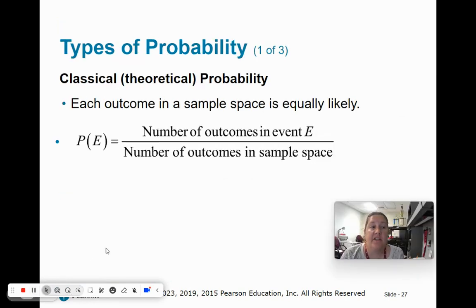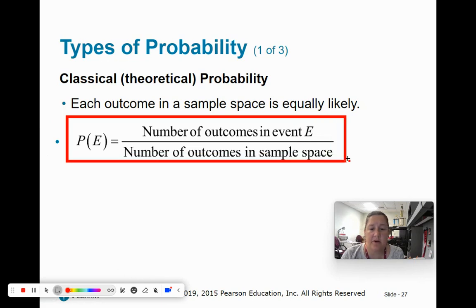Diving into types of probability, we've got your classic probability. That's how we use classic probability for what is the probability of getting a heads when you flip a coin, where you take the number of outcomes in the event you want, divided by the total number of outcomes in the sample space.